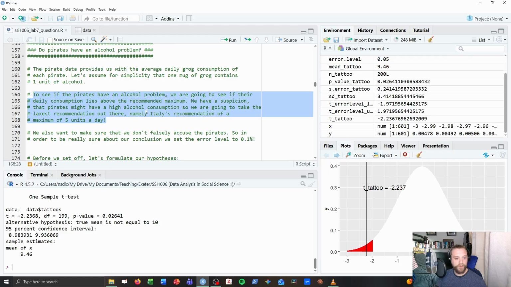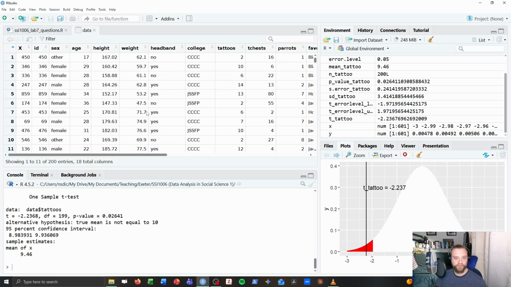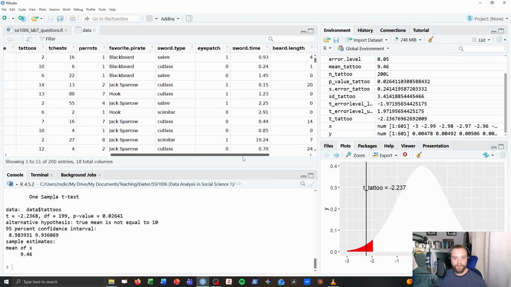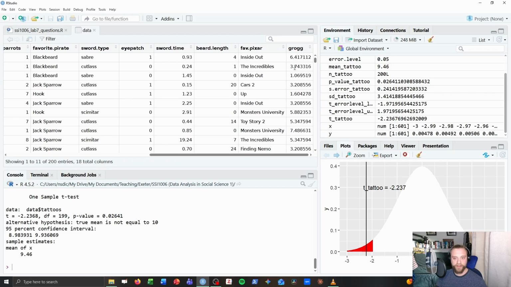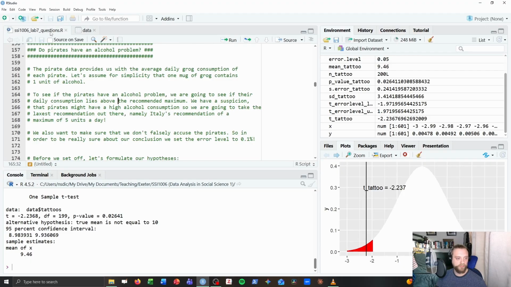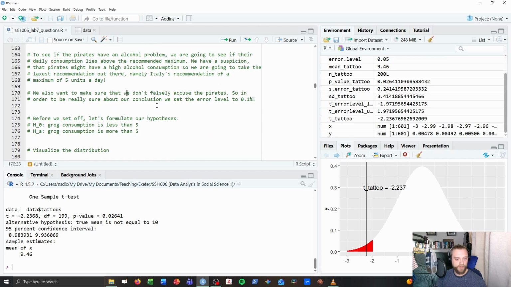So here, we're looking at the alcohol consumption of pirates. Now, in this example, we've got average consumption of grog per day. Now, this is denominated in units of alcohol. Now, most governments specify a maximum daily amount of alcohol, and here we've taken Italy's. So a maximum of 5 units a day.